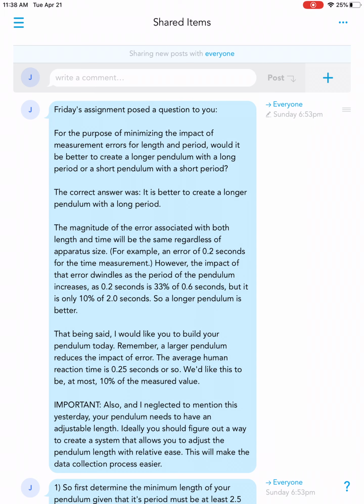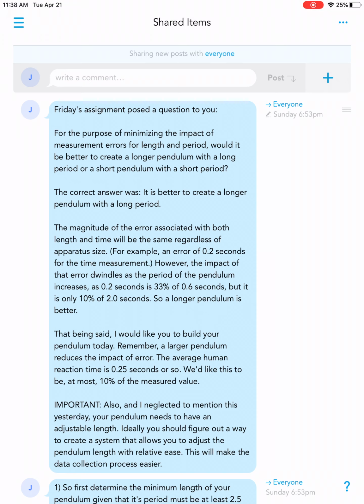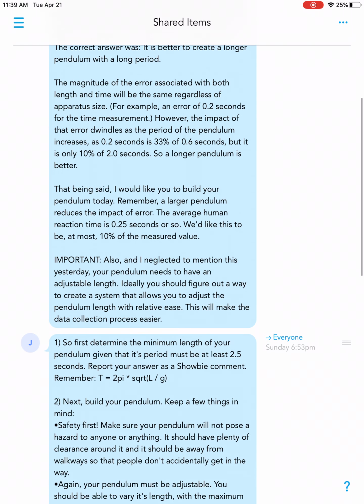You're going to be changing the length of a pendulum and measuring the time it takes for the pendulum to oscillate. When we make measurements of time, there's always error associated with that. For example, human reaction time is about a quarter of a second, 0.25 seconds. So there's an error that we want to try to minimize, and that's what this first part is talking about. If you did yesterday's assignment, then the last thing you did after building your pendulum was make a quick calculation. We'll talk about that in just a moment.